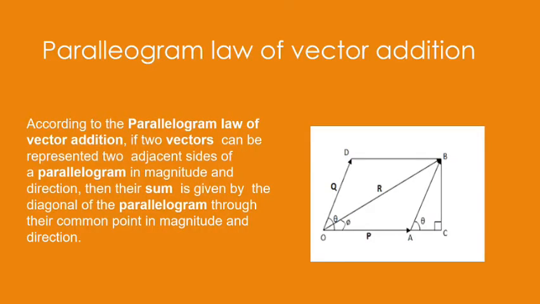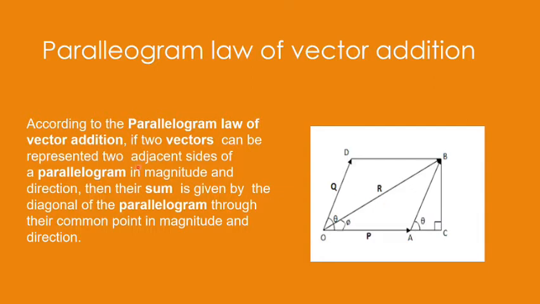Next with you is the parallelogram law of vector addition. Here I have the two vectors P vector and Q vector, but they can be represented by the two adjacent sides of a parallelogram. In that case, according to the parallelogram law of vectors, the resultant will be given by the diagonal of this parallelogram, starting from the same point where these vectors are starting. So you cannot take the other diagonal. You have to take the diagonal which is starting from the same point.